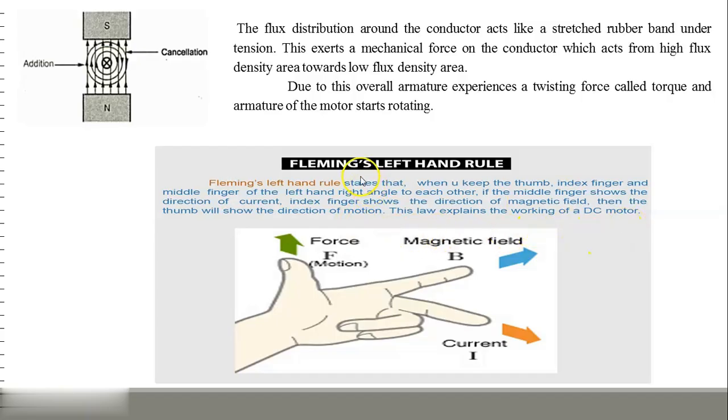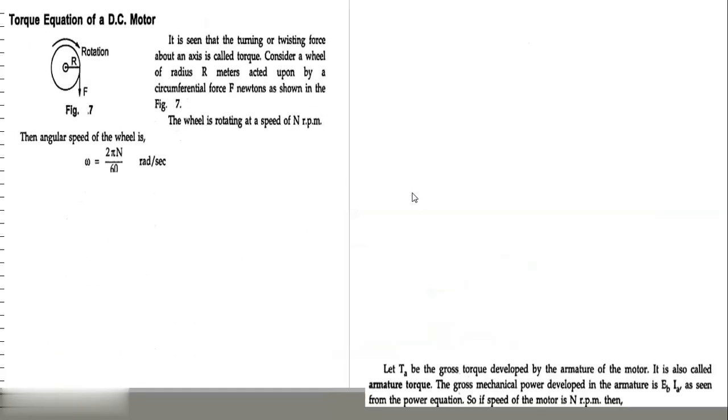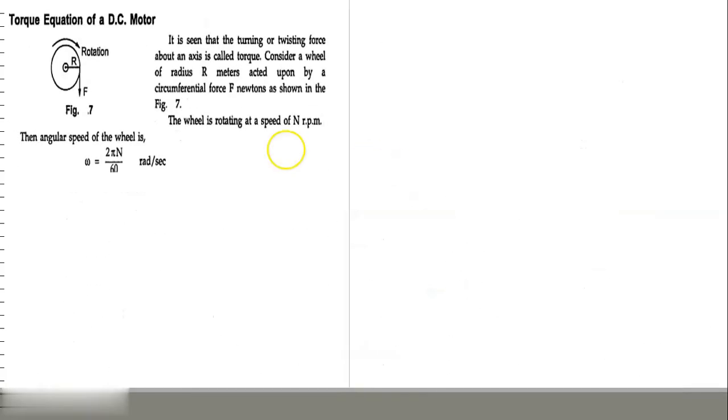Dear students, Fleming's left hand rule shows the direction of various parameters involved in DC motor, whereas Fleming's right hand rule shows the direction of various parameters involved in DC generator. Right. Let us know about the torque equation of DC motor. See the diagram, that is figure 7.